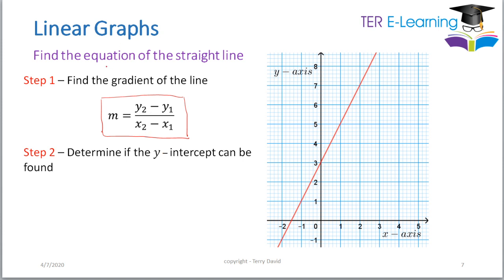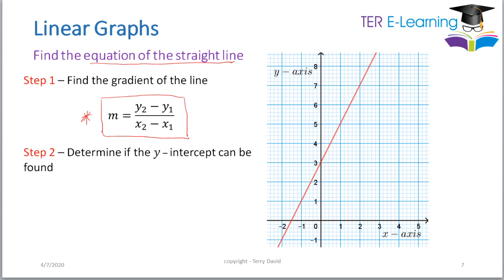One particular type of question has to do with finding the equation of a straight line if we are given the graph. For example, I've given you a graph here, and the question is: find the equation of this straight line. The straight line we are talking about is this red line here. Before we can find the equation of the line, the first thing we need to do is find the gradient of the line, and we're going to find that using this formula here. Once we do that, we will determine what the y-intercept is if it can be found directly from the graph. Let me show you what I mean.